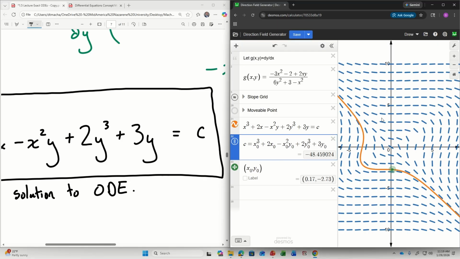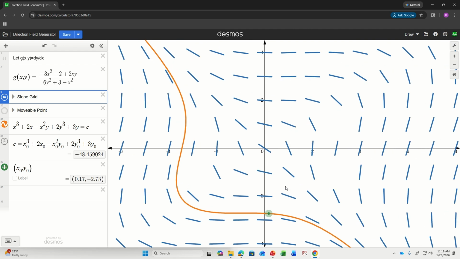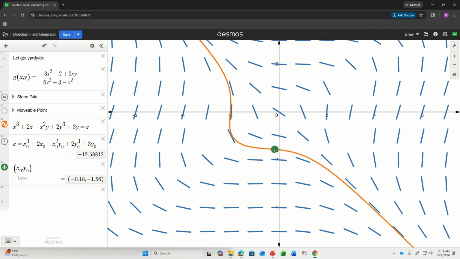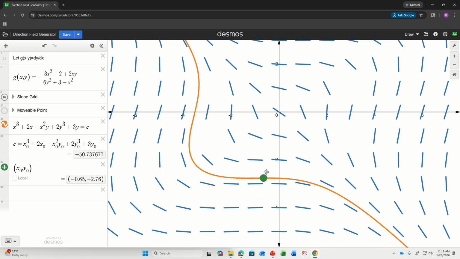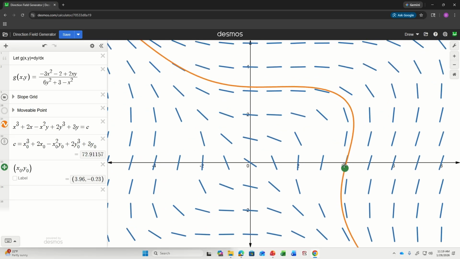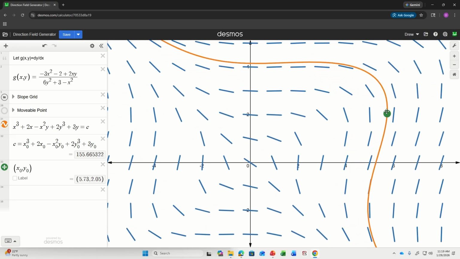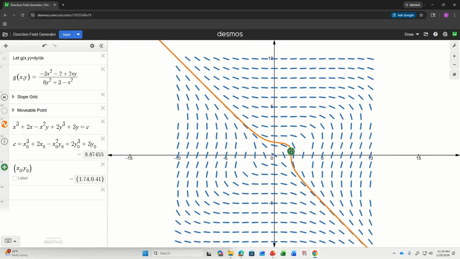Yeah, now it's happy. Okay, so we double check our answer by saying, I've got my orange solution curve that passes through my green initial conditions. And wherever I decide to move my initial conditions, I always see that the orange curve is passing parallel to any direction lines. This is kind of nice.